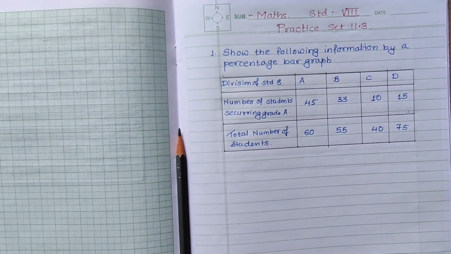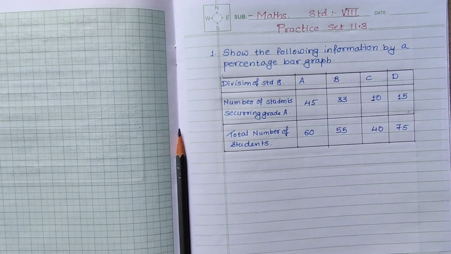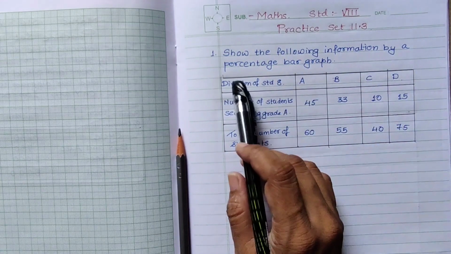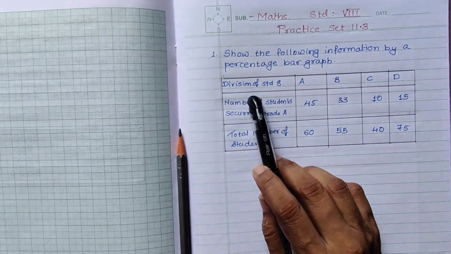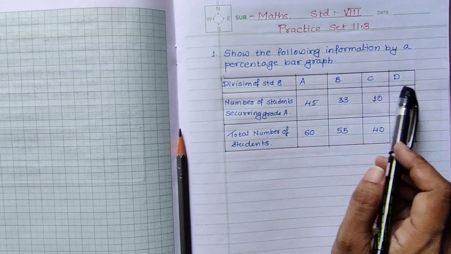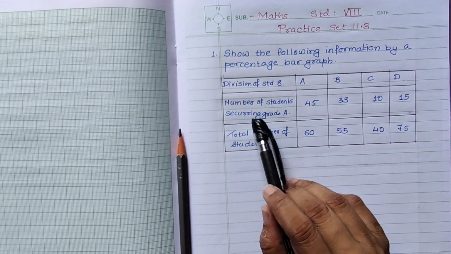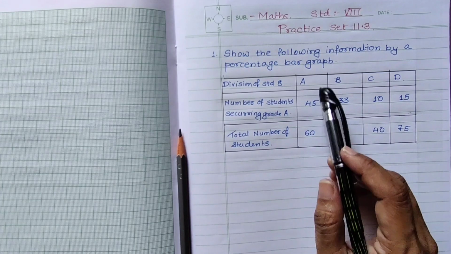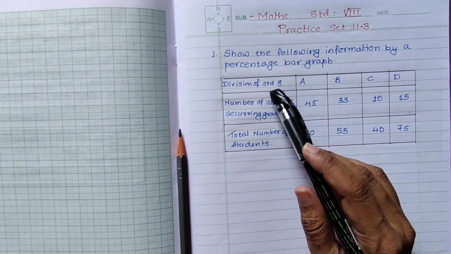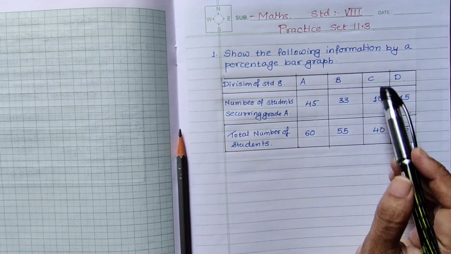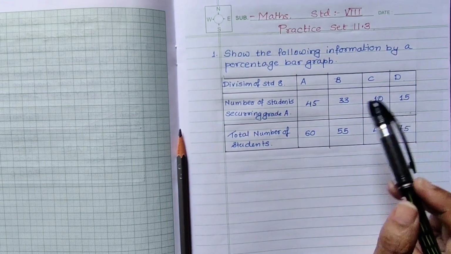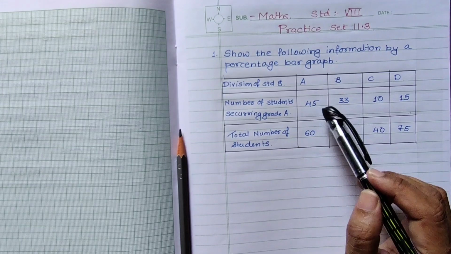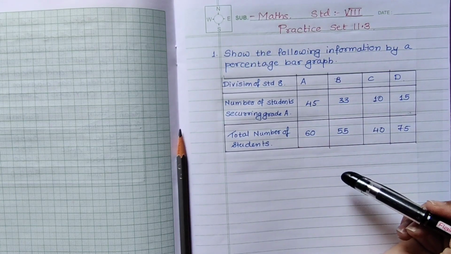So children, as you all can see, I have written this question in my graph book, and now we have to solve this question. Show the following information by a percentage bar graph. Division of standard 8, A, B, C, D, 4 divisions are given. Number of students securing grade A: 45, 33, 10, 15, and total number of students in standard 8A, 60, 8B, 55, 8C, 40, and 8D, 75. So in 8A, out of 60, 45 students have secured grade A.